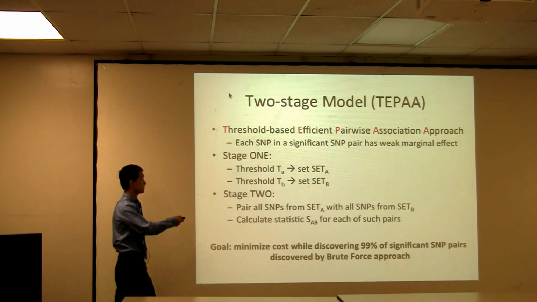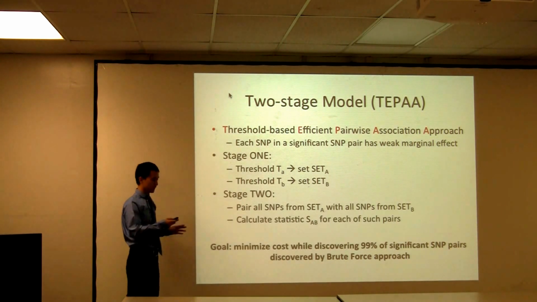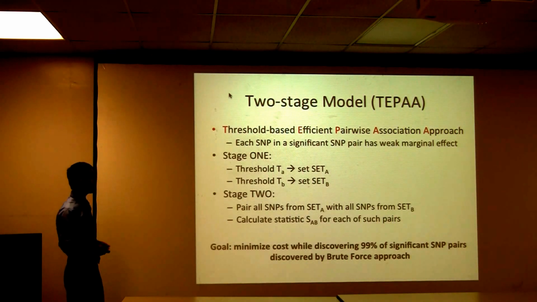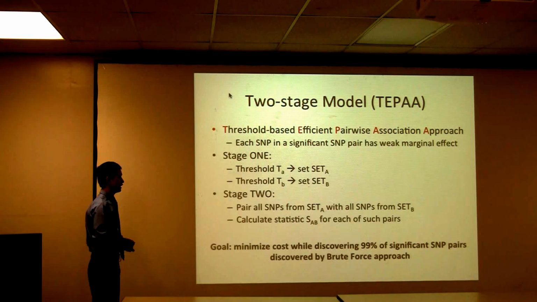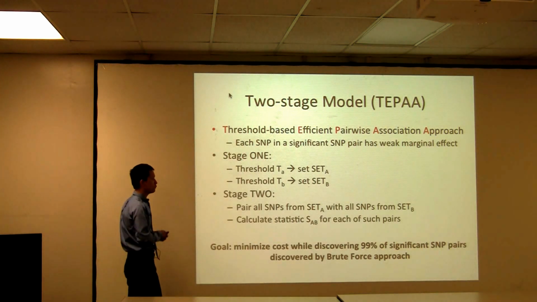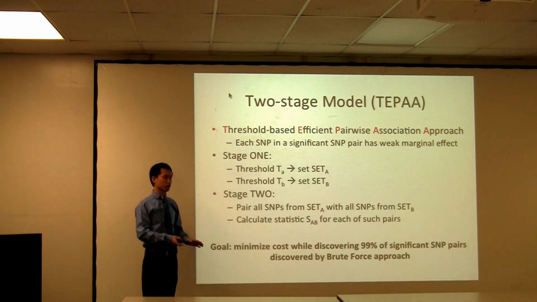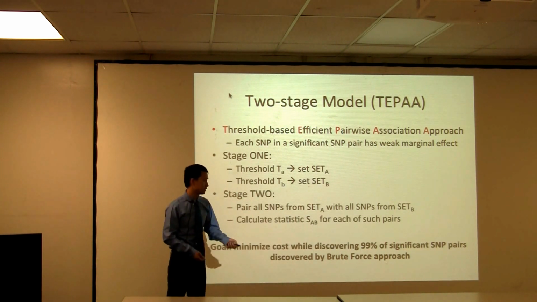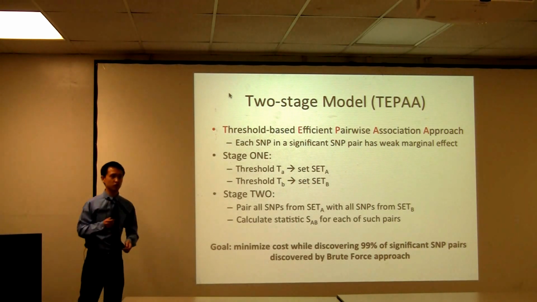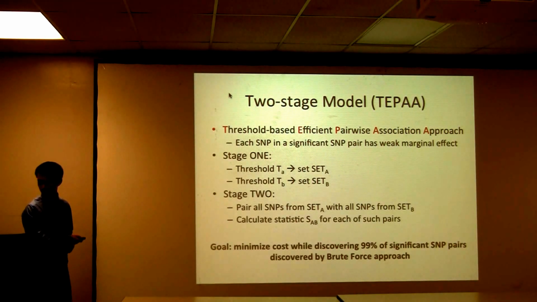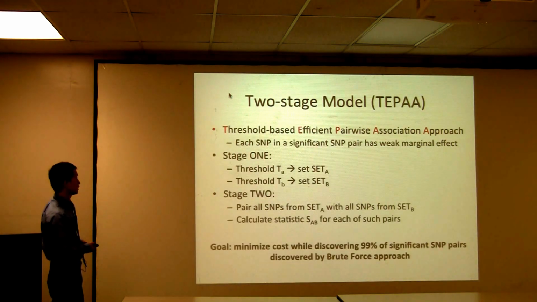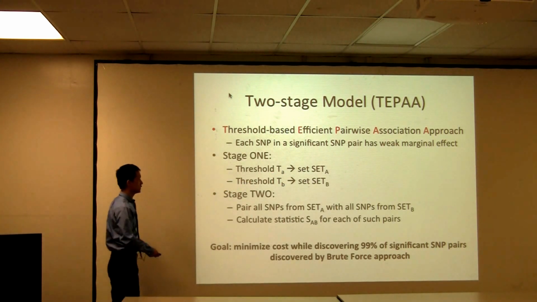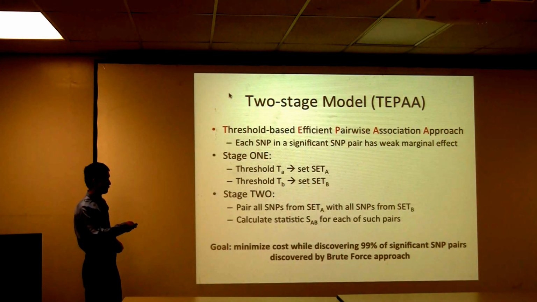Now if set A and set B are small, we can greatly reduce the number of tests, that is the cost. So our goal is to minimize the cost. However, we also want to guarantee that our method is not very different from the brute force approach. We want to guarantee that we discover 99% of the significant SNP pairs discovered by the brute force approach. So the crucial part will be how to choose the two thresholds TA and TB to minimize the cost while guaranteeing the power.